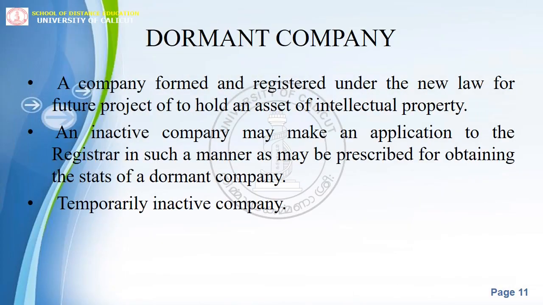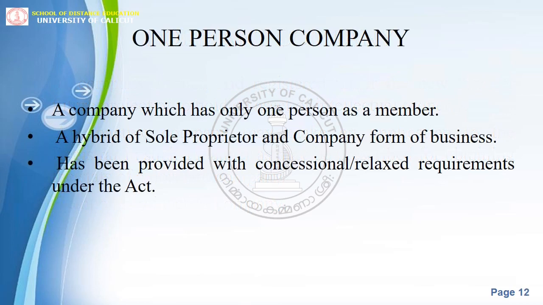A company formed and registered under the Companies Act 2013 for a future project and to hold an asset or intellectual property and has no significant accounting transactions is called a dormant company. An inactive company can also apply to the registrar of companies to obtain the status of a dormant company. One-person company is a company with only one person as its member. This is a major highlight of the Companies Act 2013. It has been provided with concessional and relaxed requirements as per the Act.